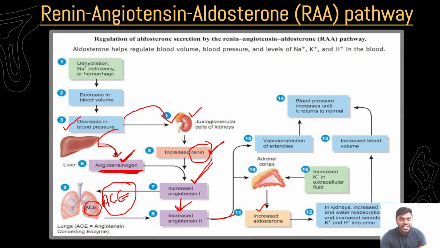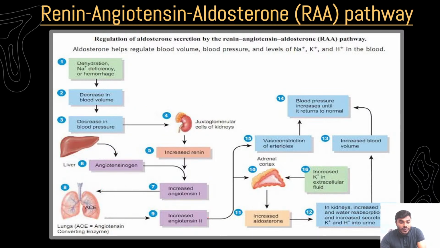Who is going to release this angiotensin converting enzyme? Lung. So you try to understand the connectivity in the human body. If the lung is not working, angiotensin converting enzyme cannot be released. If there is no angiotensin converting enzyme, you can't control the aldosterone. If you can't control the aldosterone, blood pressure will fluctuate, which leads to heart attack. So you have to understand how one organ is interlinked with another organ. That is the beauty of the human body.